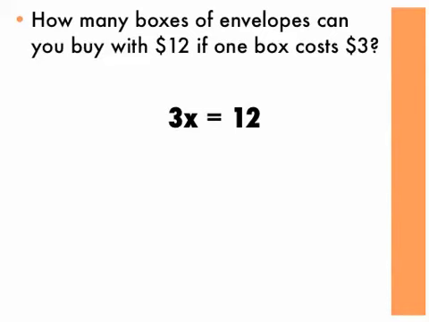$3 is the cost of each box, x is the number of boxes, and $12 is the total amount I can spend. Here I am multiplying 3 times x. The opposite of multiplying is dividing, so I'm going to divide both sides by 3, and when I do, I find that x equals 4, or I could buy 4 boxes of envelopes.